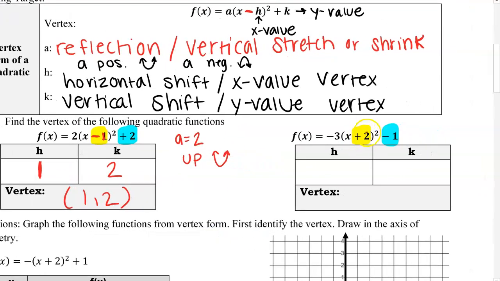When we're looking at the next one, we see a +2 here, which tells me my h value is -2, and for my k value, I'm going to keep the sign that I see. So the vertex is (-2, -1). Again, similar to what we did in absolute value functions. Our a value is -3, which tells us that our quadratic, or parabola, is going to open down like a frown.